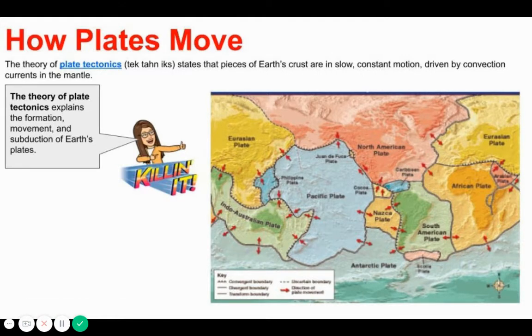The theory of plate tectonics states that pieces of Earth's crust are in slow, constant motion, driven by the convection currents in the mantle. Remember, the convection currents are where that hot molten rock is coming up from the center core of the Earth, and it's moving those plates as it comes up and through and then sinks back down at subduction zones.